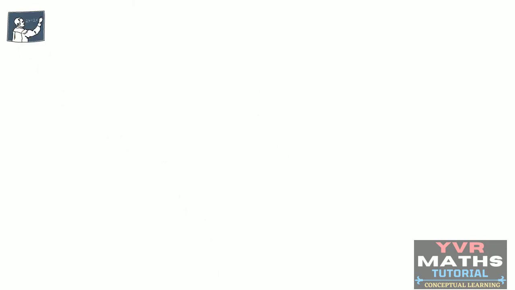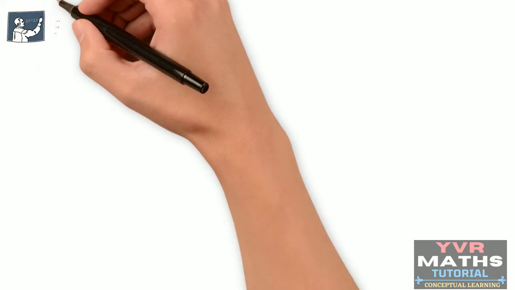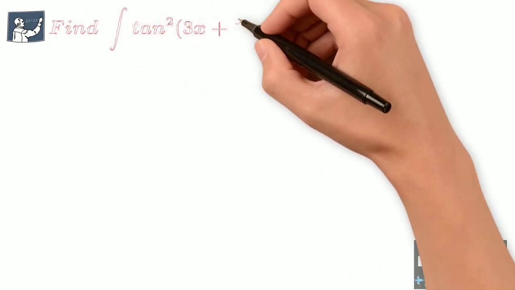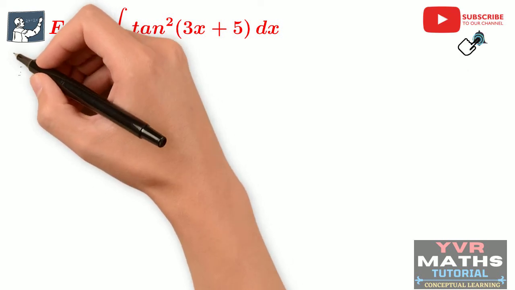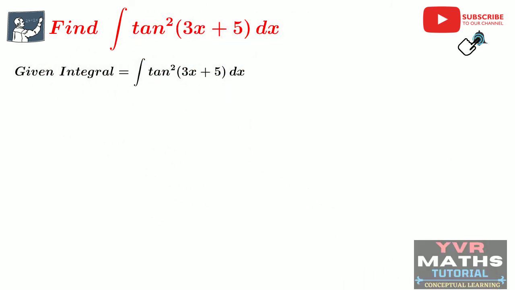Let us discuss one more problem. See here, find integral tan square 3x plus 5 dx. Let us discuss the solution of this one. The given integral is equal to integral tan square 3x plus 5 dx.